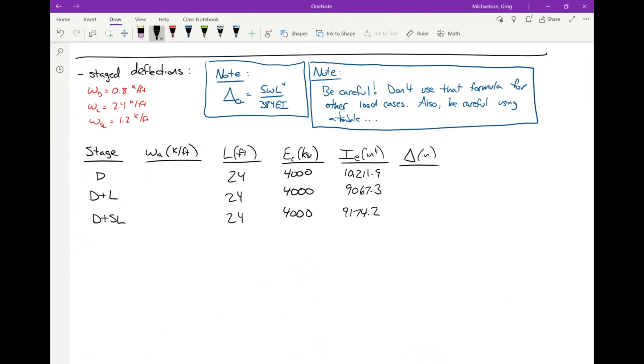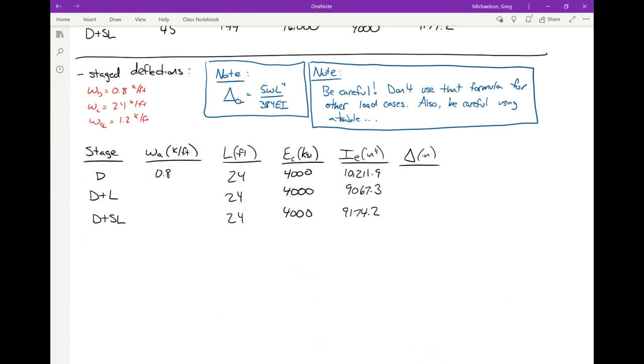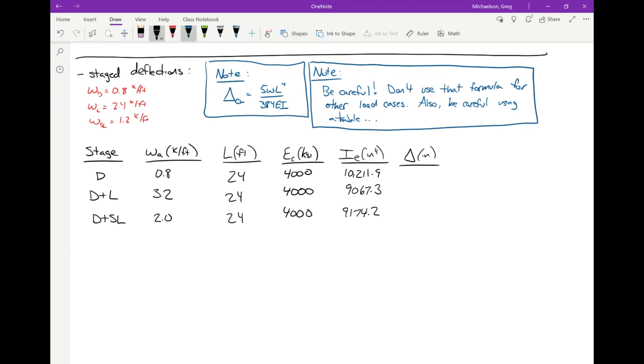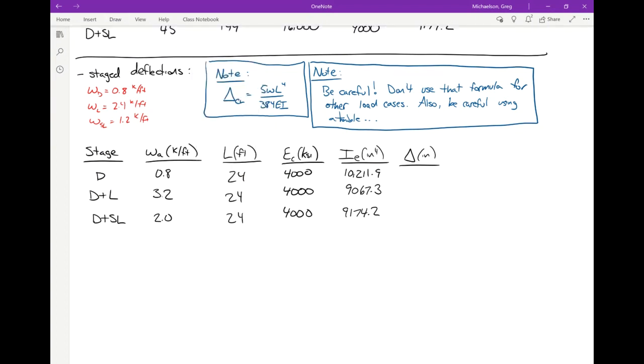So this one is going to be 0.8. This one's going to be 3.2. And that one's going to be 2. So now what I can do is for each of these deflections, I can just do 5WL to the 4th over 384 EI. However, don't forget your 1728. Don't forget that because we have to keep our units consistent.